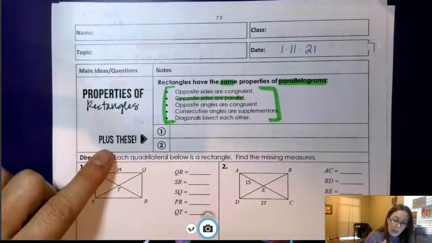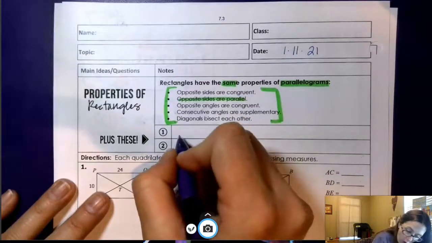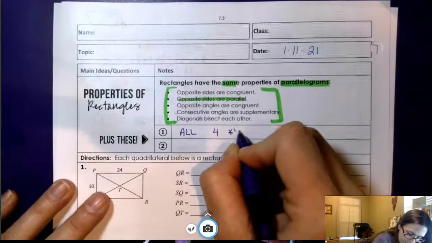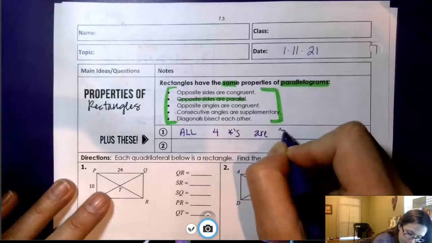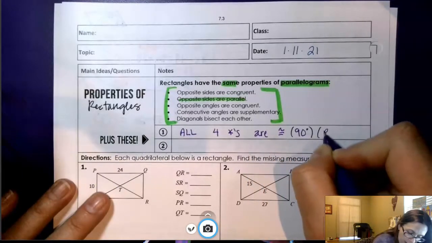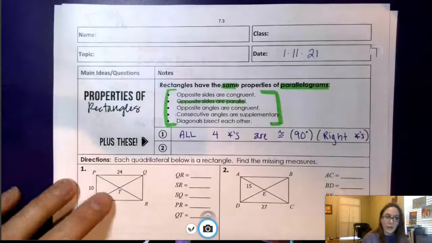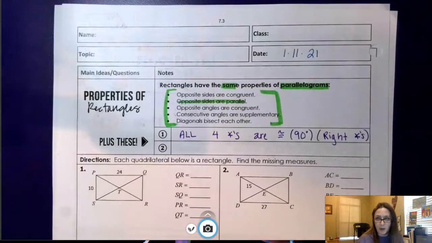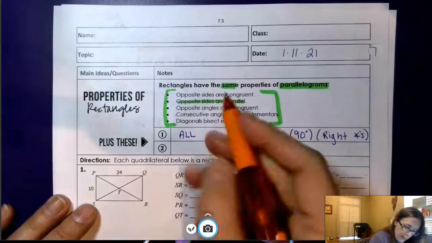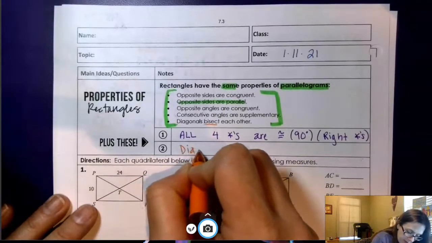Plus, with a rectangle, instead of just opposite angles being congruent, all 4 angles are congruent. They are 90 degrees. They are right angles. Okay, the second thing that is in addition to parallelograms that a rectangle would have is that not only do the diagonals bisect themselves, the diagonals here are now going to be congruent.